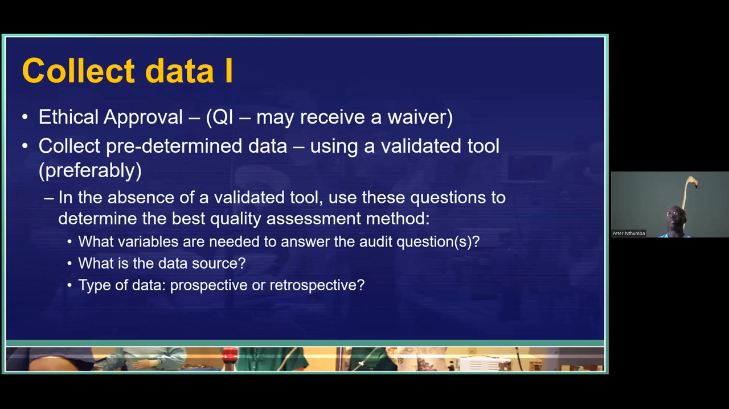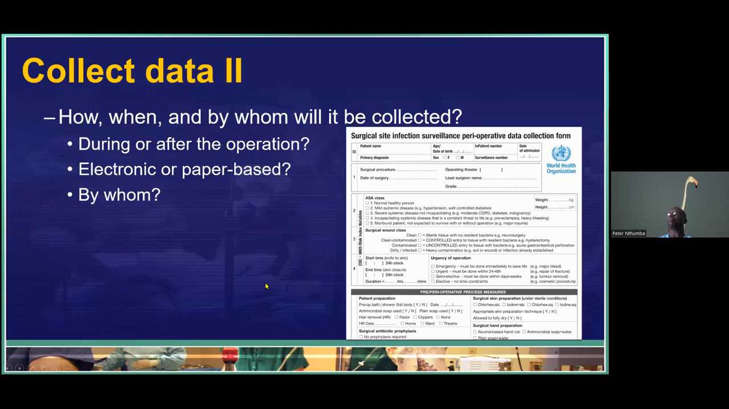Consider the variables that you need to answer audit questions, and then think about what your data source is like. If you're going to use hospital records, it's important to make sure that the data points or the variables that you need are within the hospital records. Otherwise, one needs a fresh data collection tool that will collect all the variables that you need to evaluate whatever QI process you're looking at. And consider what type of data you'll be looking at, prospective or retrospective.